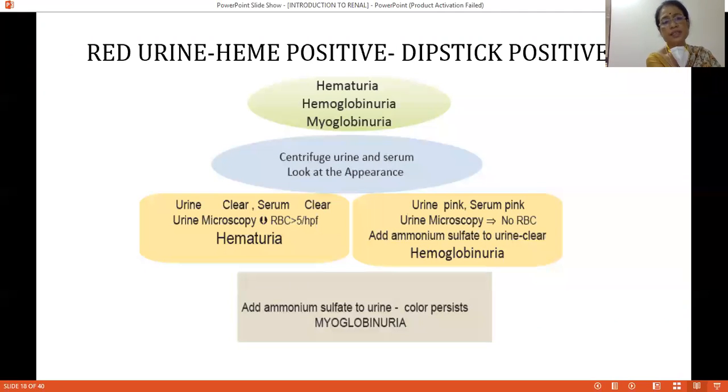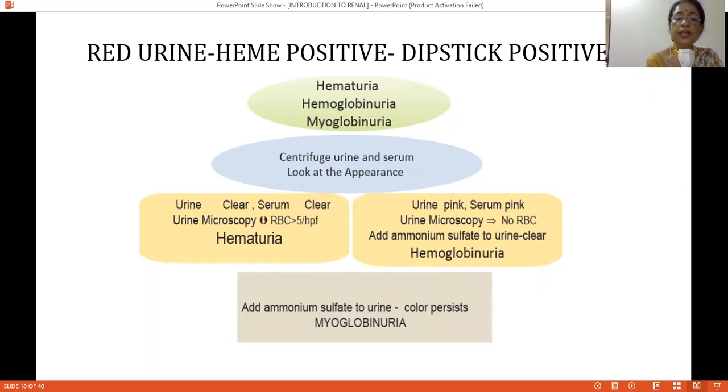So what are the causes? One is hematuria, another is hemoglobinuria, another is myoglobinuria. You have to differentiate all these three. First you centrifuge the urine and look at the appearance of the urine and the serum. If the urine is clear and serum is clear, both are clear, and under the microscope the RBC is present more than 5, that is hematuria.